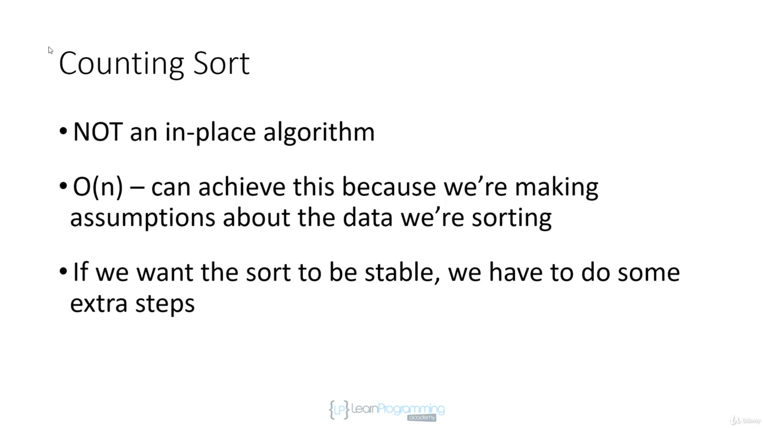Now, the counting sort I showed you is unstable. If we want it to be stable, there are extra steps we can take with counting sort. Instead of just incrementing a counter, for example, you would perhaps use what's called linked lists in the counting array. We're going to cover linked lists later.